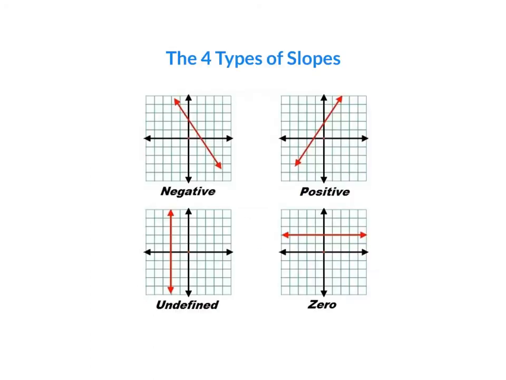The 4 types of slopes. The first one is the negative slope. It's decreasing from left to right. The next one is the positive slope. It's increasing from left to right. The next one is the undefined slope. It's a vertical line. The line does not move to the left or the right. And then there's the zero slope. It's a horizontal line, not increasing or decreasing from left to right.